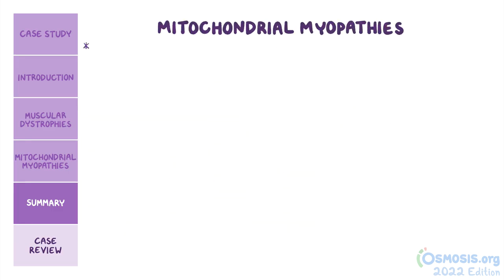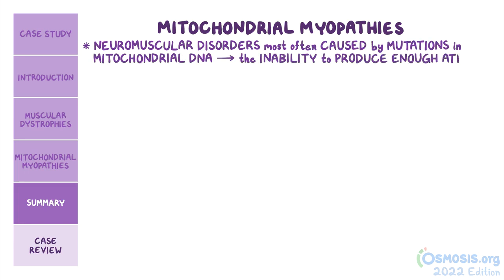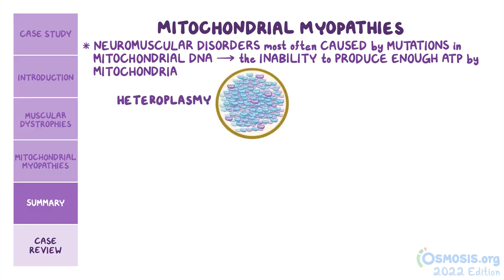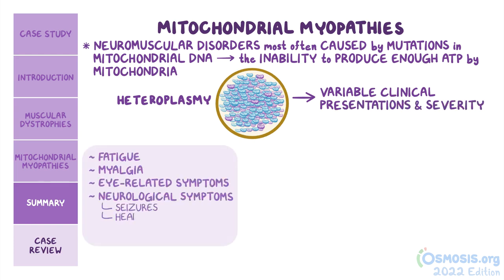Mitochondrial myopathies are neuromuscular disorders that are most often caused by mutations in mitochondrial DNA, which leads to the inability to produce enough ATP by mitochondria. Since mitochondrial inheritance shows heteroplasmy, the resulting mitochondrial myopathies can have variable clinical presentations and severity. The main clinical features include fatigue, myalgia, eye-related symptoms, and neurological symptoms like seizures, hearing loss, impaired coordination, and cognitive deficits.